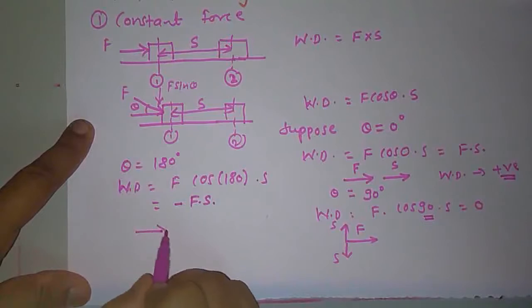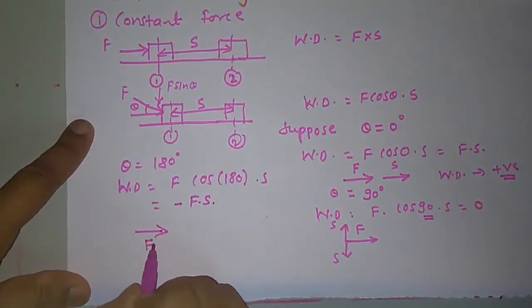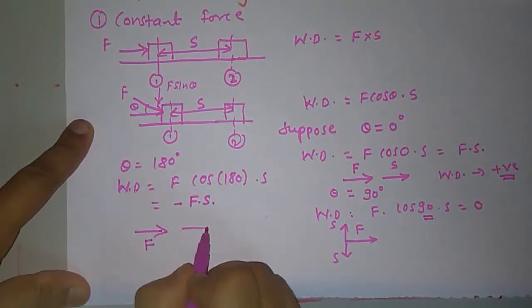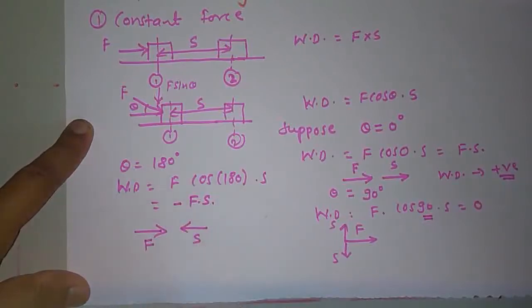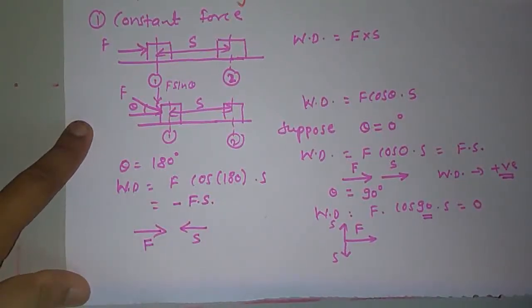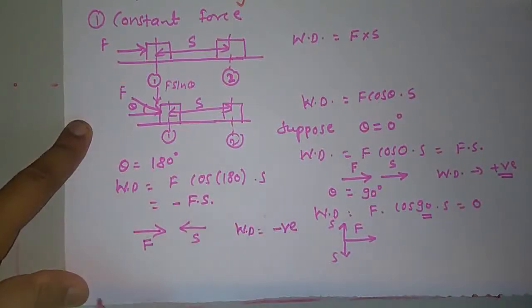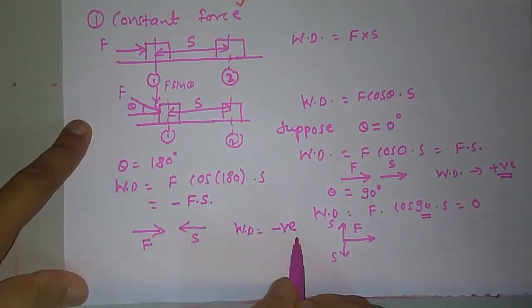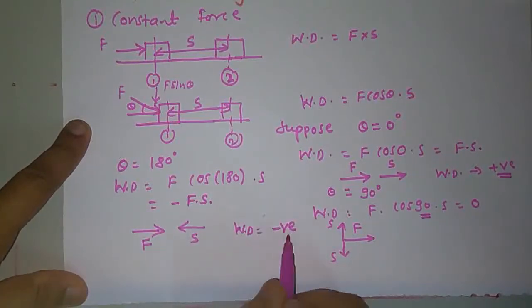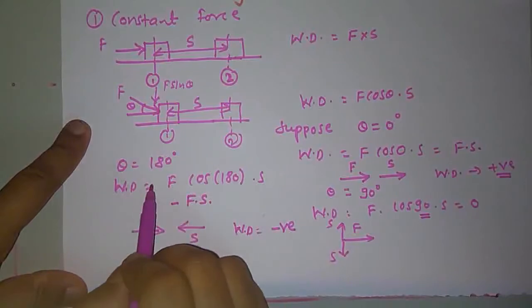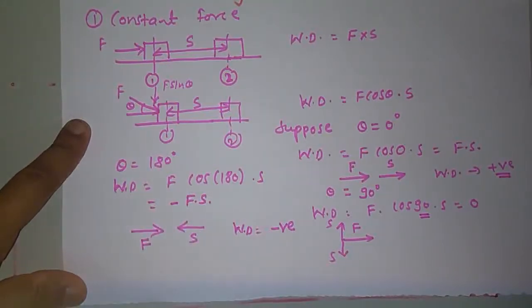So how is it? If we apply force in this direction and the displacement is in the opposite direction, then work done is said to be negative. If force direction and displacement direction are opposite, then work done is said to be negative. When is this possible? When theta is equal to 180 degree.